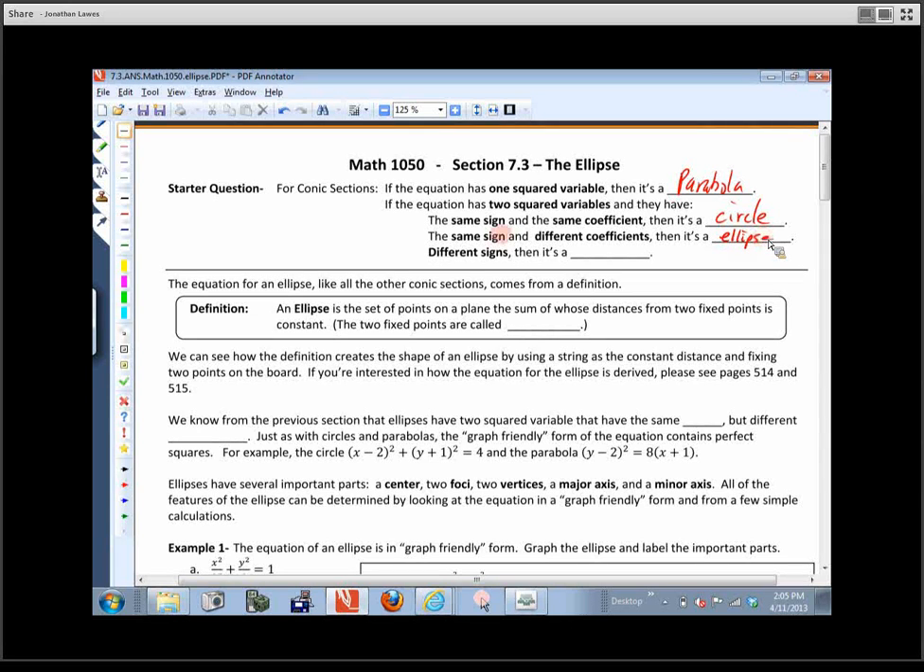And then the only thing you need to check for a hyperbola is that they have different signs on those squared variables. So that's going to be a hyperbola. Okay, and again, you have to have the variables on the same side in order to use those rules.